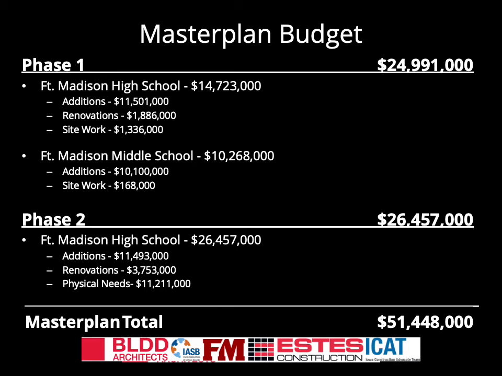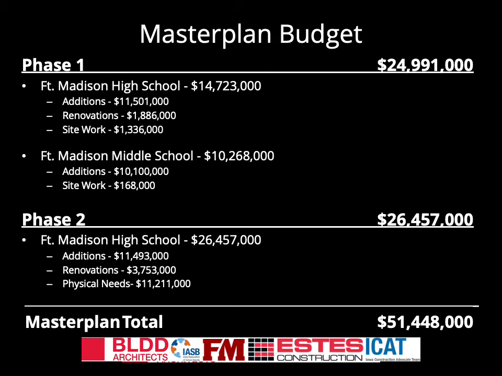The total cost of the master plan is $51,448,000, with Phase 1 accounting for just under $25 million of that cost. As presented here, Phase 1 implementation could be completed without any additional tax burden to the local taxpayers.